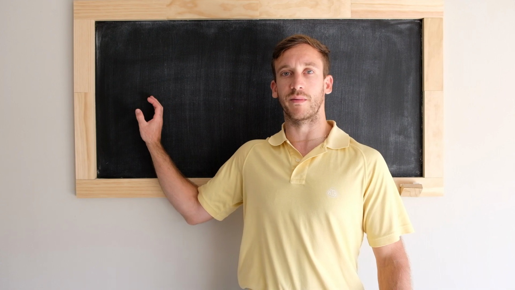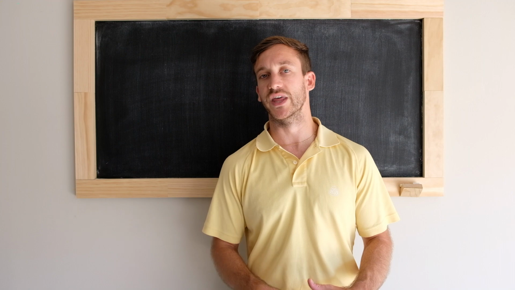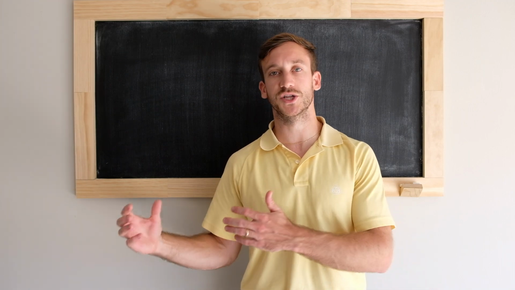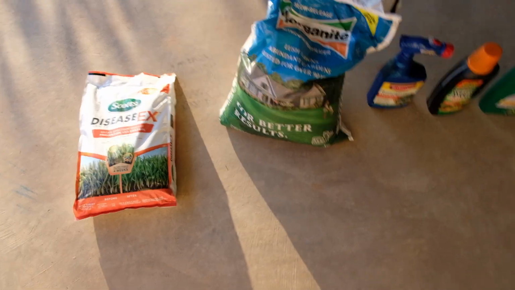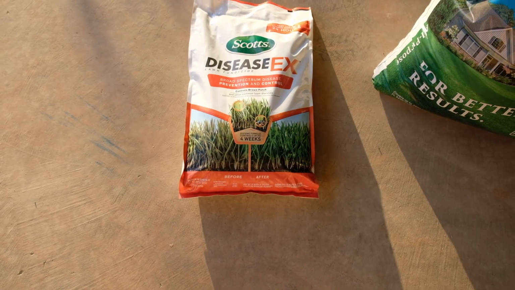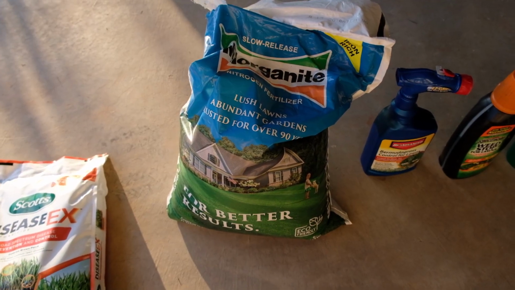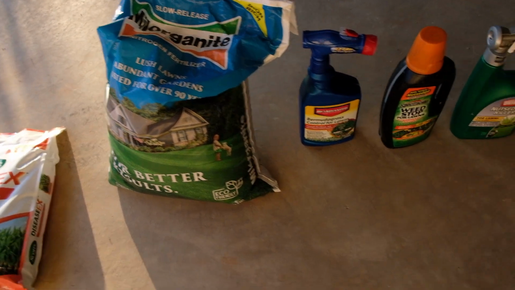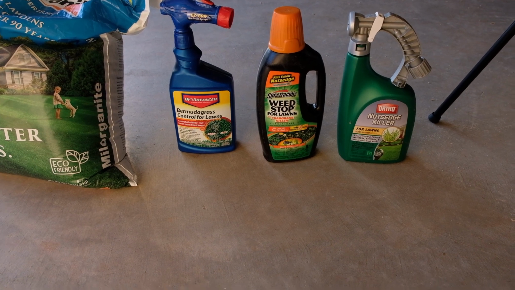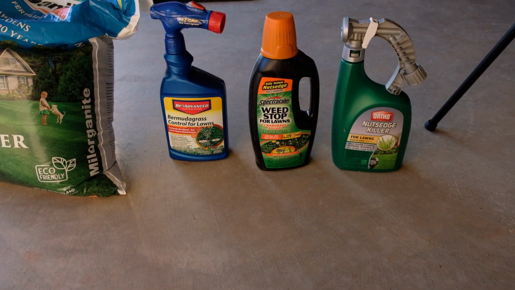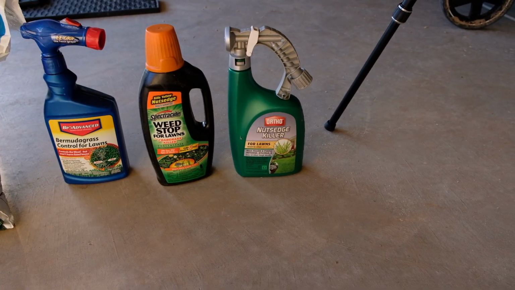So let's talk today about what we need in order to make sure that we're buying the right amount of product, and then that will tell us in turn how much money we are going to spend if we purchase that product on our own. So let's get to it. I have some products here. On the left, I have Scott's Disease X. This is a fungicide. I have Milorganite, standard Milorganite, which is an organic fertilizer. And then I have 3 herbicides here. I have one to control Bermuda grass, one to control almost all weeds, and also one to control nutsedge.